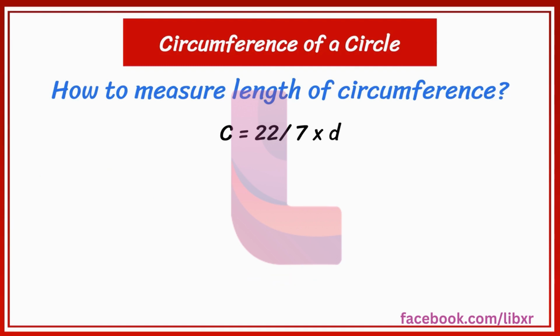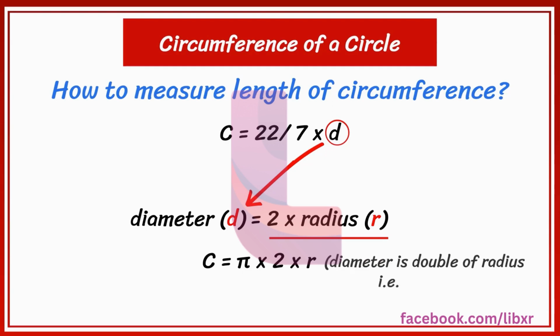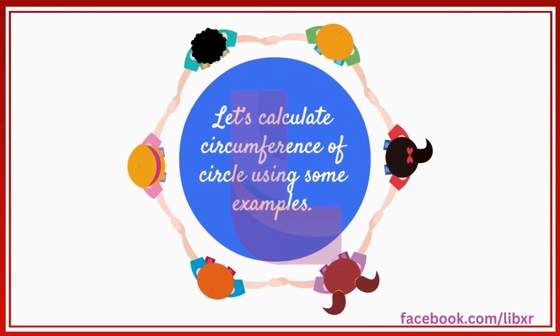Another way of putting together the formula of circumference is using radius instead of diameter. In this case, the formula will be C is equal to pi multiplied by 2 multiplied by r. Since diameter is double of radius, d is equal to 2 multiplied by r, or C is equal to 2 multiplied by pi multiplied by r. Let's calculate circumference of a circle using some examples.